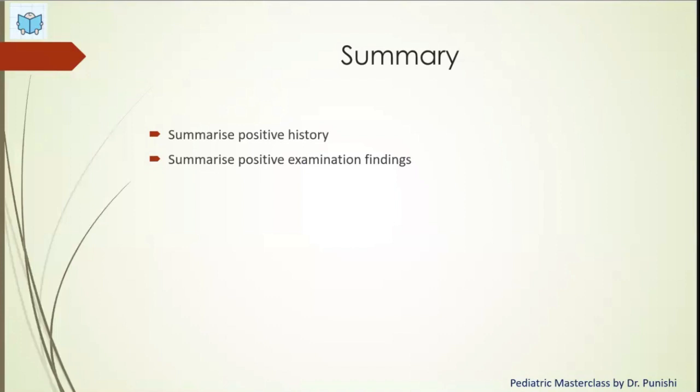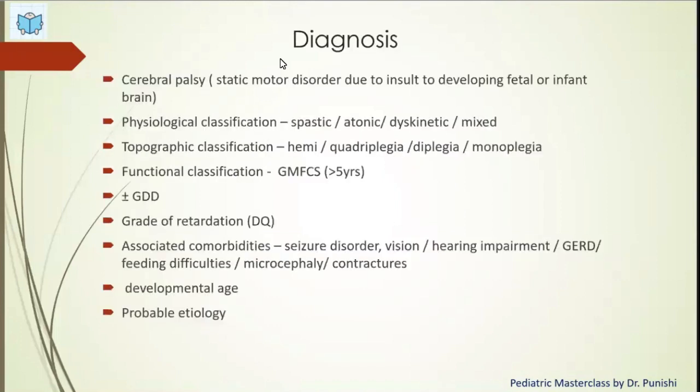So at the end of your summary, where you've summarized your positive history and examination findings, you will say that this is a case of cerebral palsy, which is a static motor disorder, which happens because of an insult to the developing fetal or infant brain. So that's the definition of CP. So let's say this is the case of CP. Then you say whether it is spastic, atonic, dyskinetic, or mixed, depending on your tone assessment. That's called a physiological classification. We'll again be discussing this in the next few slides.